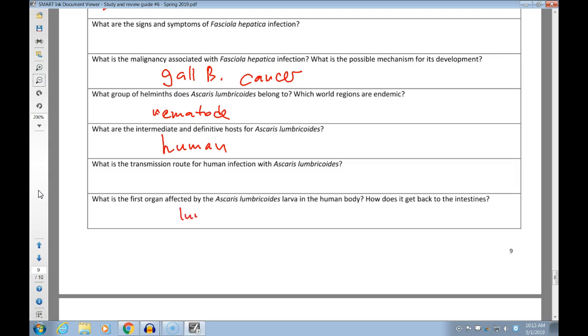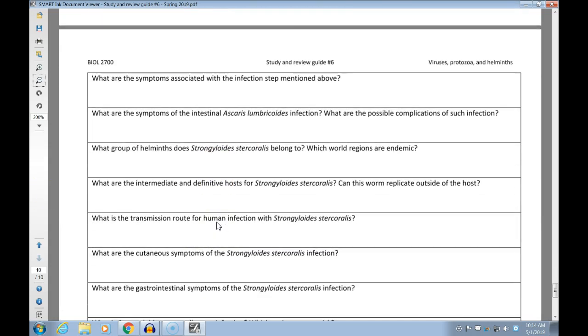First organ, lungs. One can argue they get in the intestine and penetrate through the walls, but I'm talking about massive symptoms. First symptoms are respiratory, so we talk lungs. Now it's coughed up to the larynx, swallowed, goes back into the intestines this way. So respiratory symptoms. Intestinal infection: bloating, intestinal blockage, can be biliary obstruction. Possible complications: complete blockage of the alimentary canal.